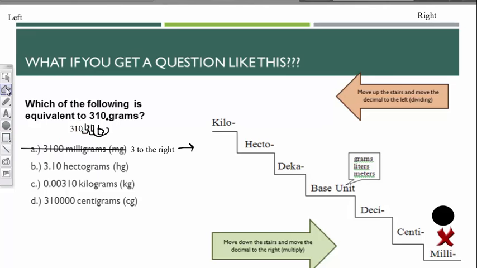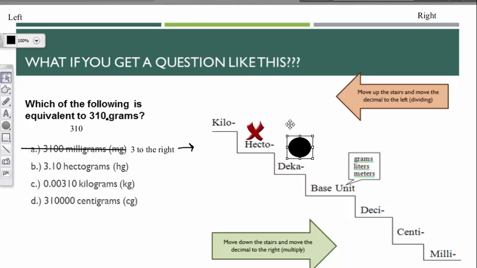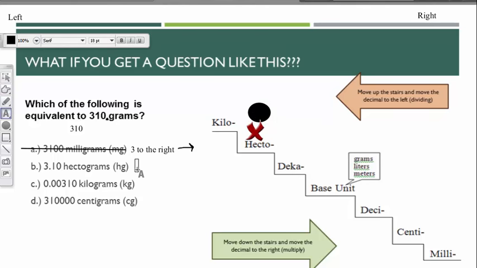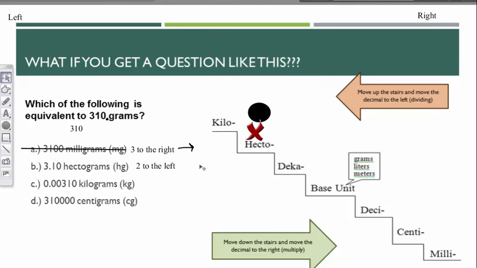So then go through each answer and see if they're correct or not. So do the next one. I'm going to delete all of this stuff. Okay, so we have 310 grams, and let's try hectograms. We're going to start out on grams, and I want to go to hectograms. So we want to figure out how many places we move. We're going to go 1, 2, and I move 2 places to the left of my screen. So I went 2 to the left.